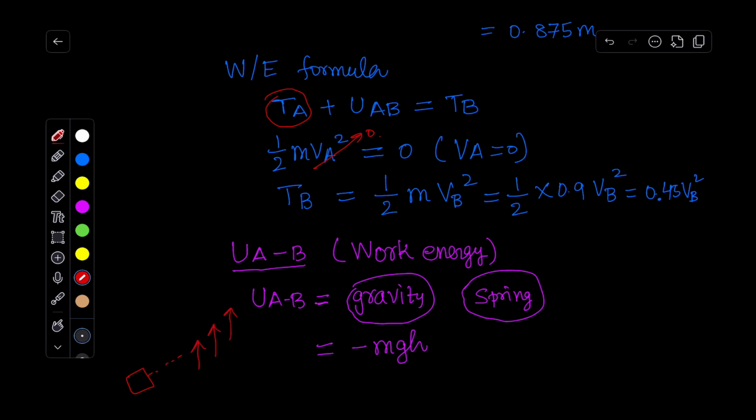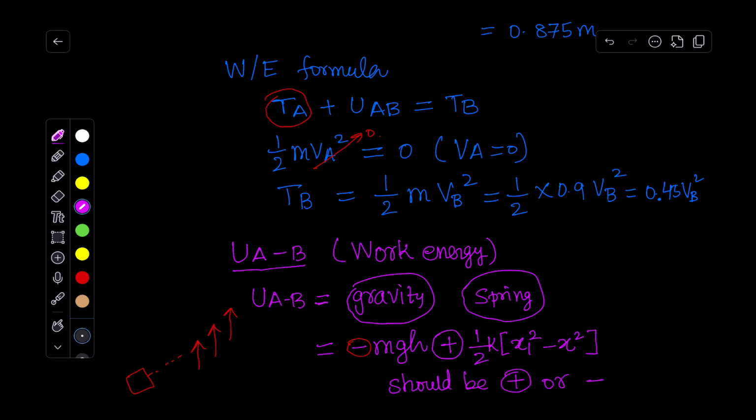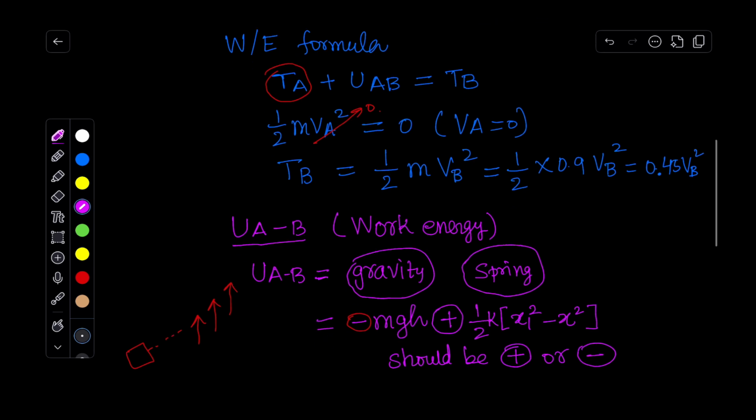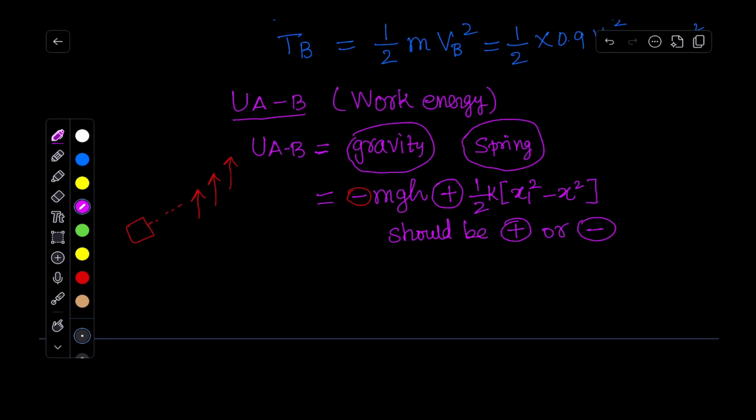Now when we write mgh, why is it minus? Because we can see that this object is going in the upward direction against gravity, so it will be minus. Now I will write the formula for the spring work, that is half k, x1 square minus x2 square. Now the question is why it is plus? Why not negative? What should we do in this type of condition?